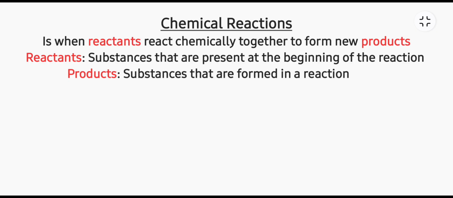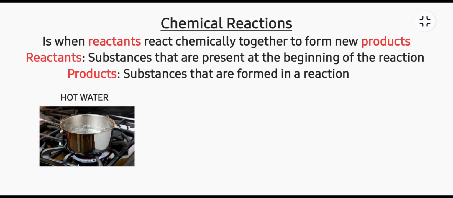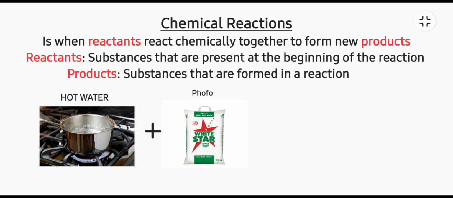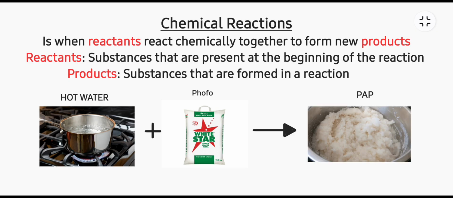And what are the examples we can have for that? The first example I can have is this one of hot water plus maize meal flour. So what happens ha ke kopanya hot water le phoofo? I kopanya hot water and phoofo, I will get a pulp there.